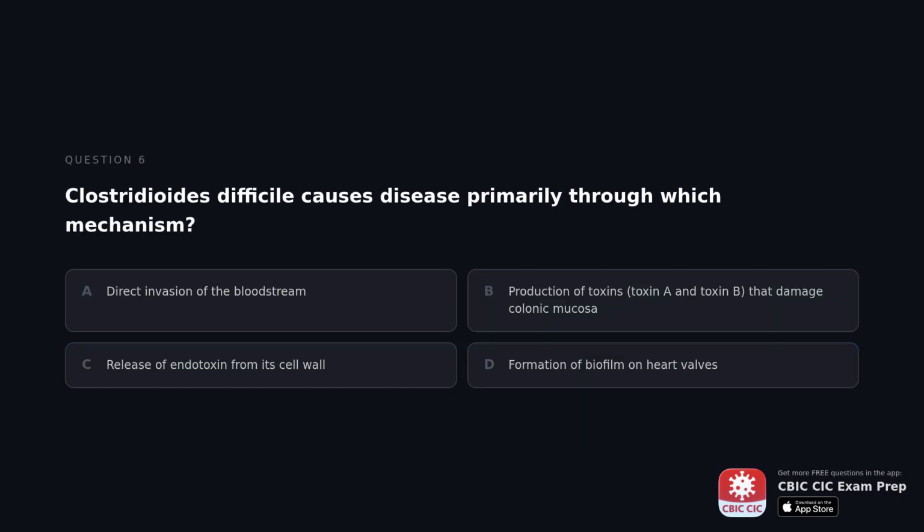Clostridioides difficile causes disease primarily through which mechanism? A. Direct invasion of the bloodstream. B. Production of toxins, toxin A and toxin B, that damage colonic mucosa. C. Release of endotoxin from its cell wall. D. Formation of biofilm on heart valves.